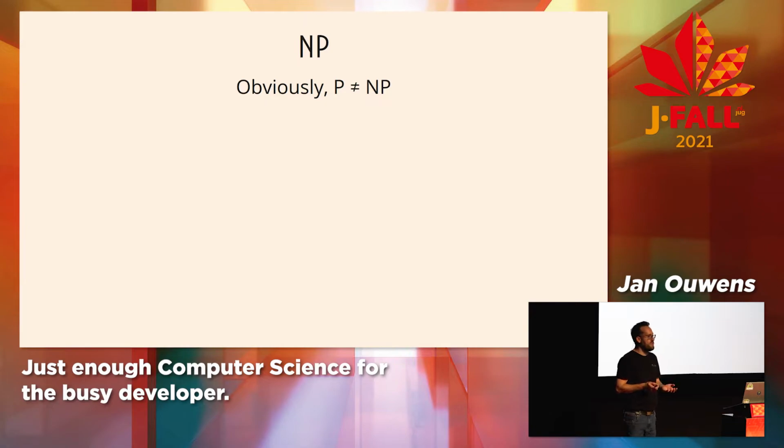And of course, we assume that polynomial algorithms and NP algorithms are different classes. But the funny thing is, we don't know for sure. Nobody has ever proven that it is the case. We just assume that it is. We haven't found any evidence to the contrary, but we assume it.